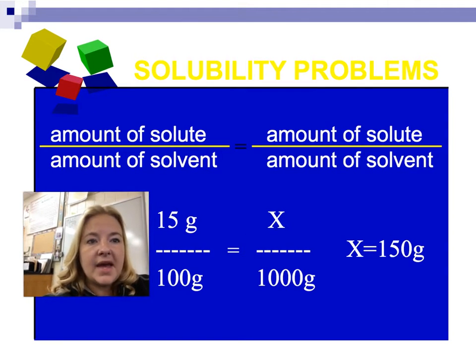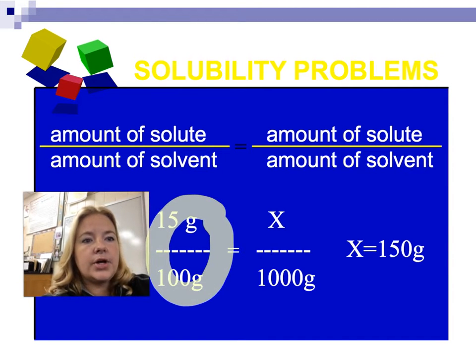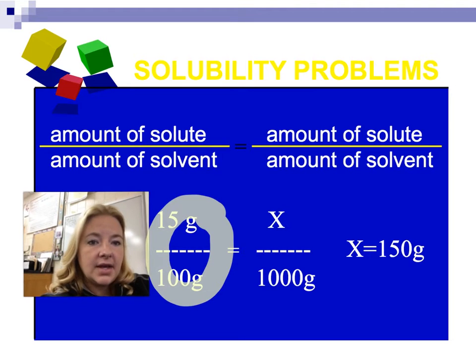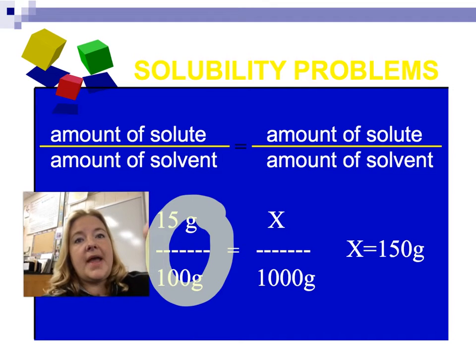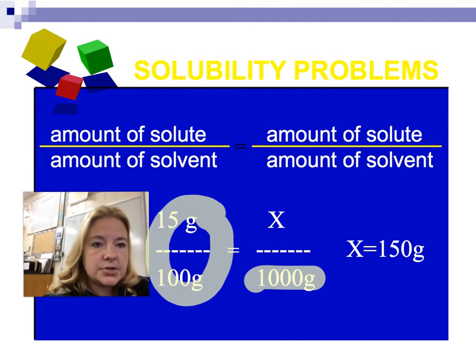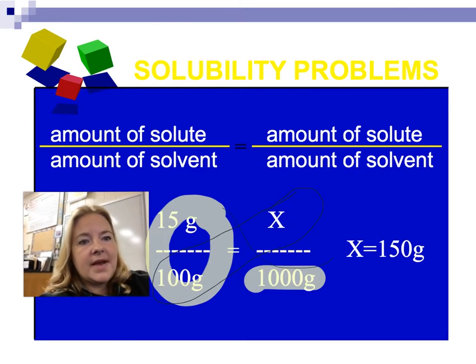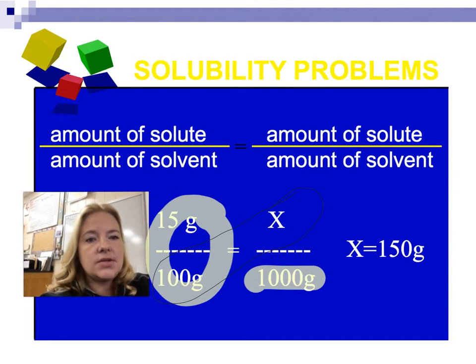Again, I give you that the amount of solute is 15 grams that can fit in 100 grams of water. And I'm going to set that equal to our unknown. So I don't know how many grams I could fit if I had 1,000 grams of water. And then I simply solve for my x. So this is where some of our algebra background comes into play. You can cross multiply: 100 times x is equal to 1,000 times 15, and then you solve for x, which you would get 150 grams.